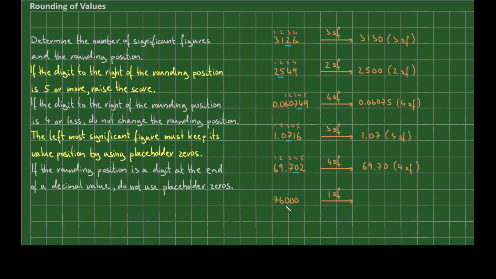Finally, we have 76,000. It has only 2 significant figures. We are instructed to round to 1 significant figure. I look 1 to the right, it's 5 or more, therefore I raise the score. And so the rounded value ends up being 80,000 rounded to 1 significant figure.